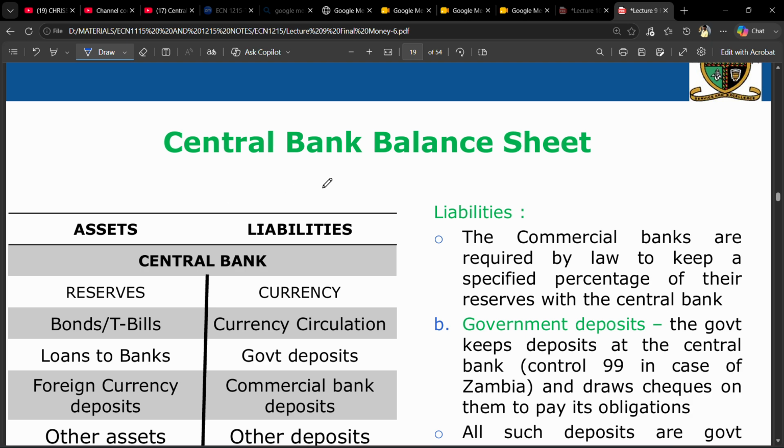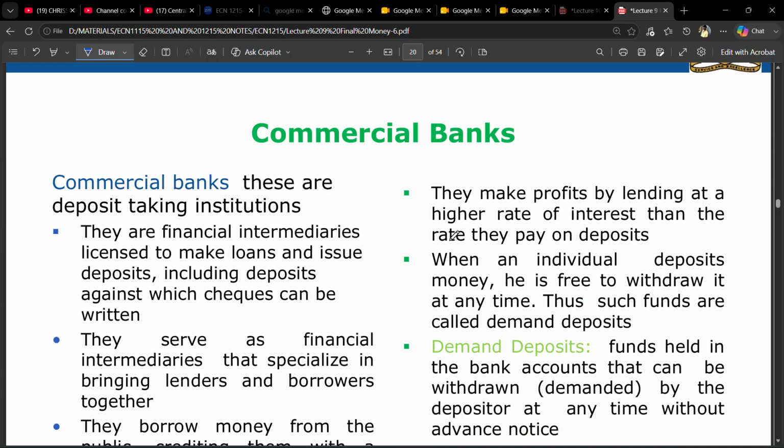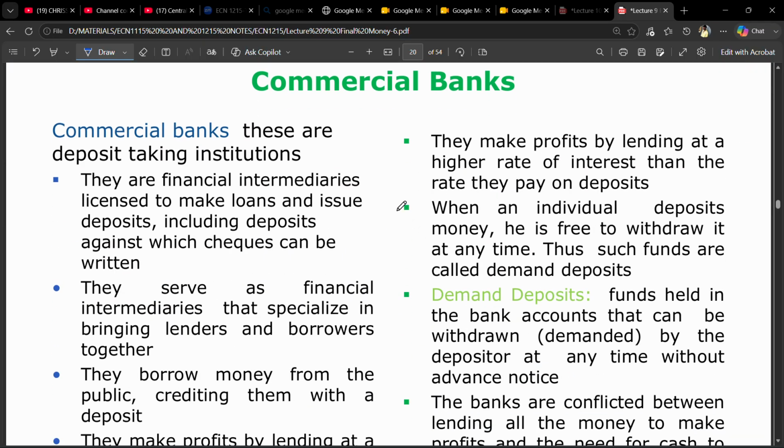Okay, so the central bank balance sheet, which we were just talking about. We've talked about this part and we've talked about this. Without wasting time, we can just move on to the central banks. The central banks are simply institutions that are responsible for acting as a third person between the borrower and the lender, the borrower and the depositor.